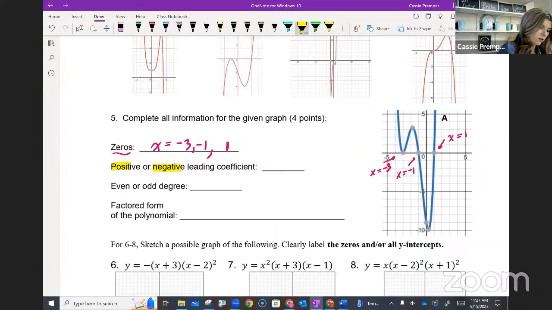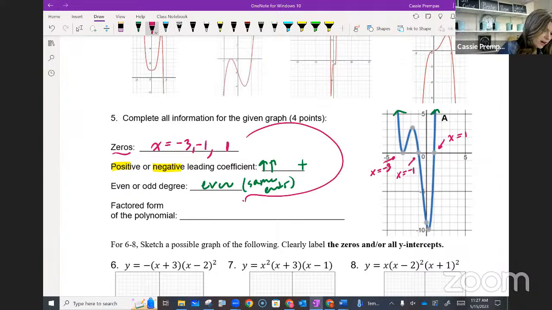Should this have a positive or a negative leading coefficient? How do you know that? Because it's up, up. Good, nice. Up, up, so it should be positive. Should it be an even or an odd degree polynomial? Even, because the ends go the same direction. You could even put in that if you need to study that. Same ends.